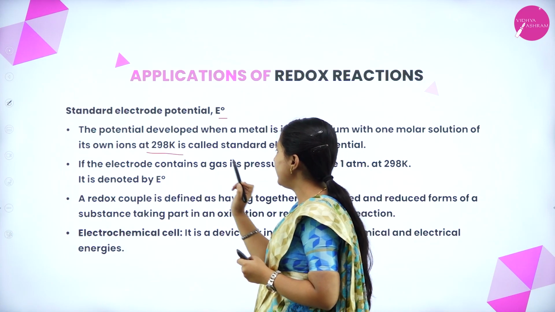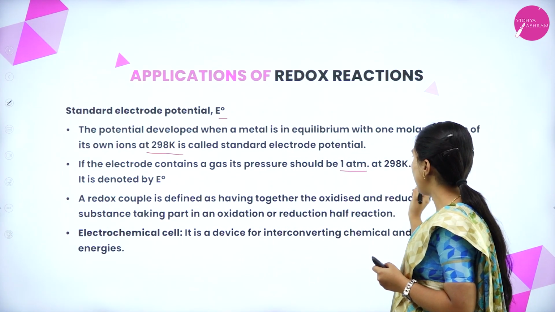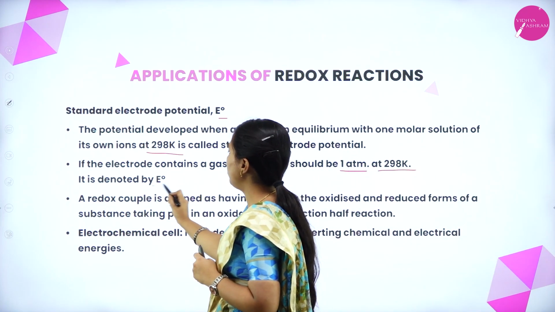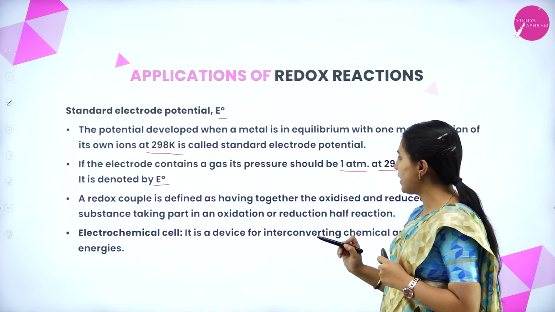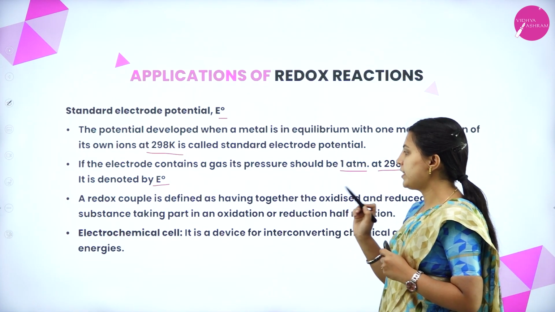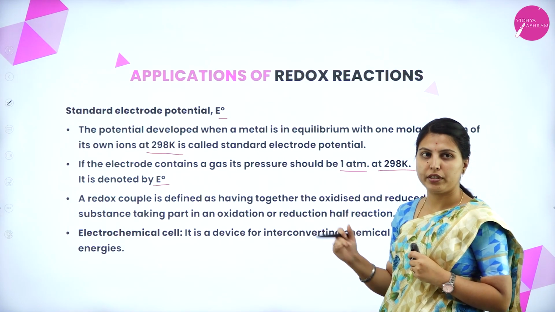If the electrode contains a gas, its pressure should be 1 atmosphere at 298 Kelvin, and it is denoted by E0. A redox couple is defined as the oxidized and reduced forms of a substance taken together, taking part in an oxidation and reduction half reaction. That is the same point.